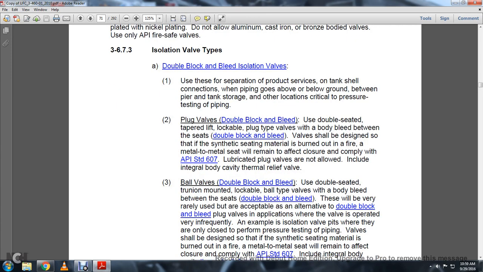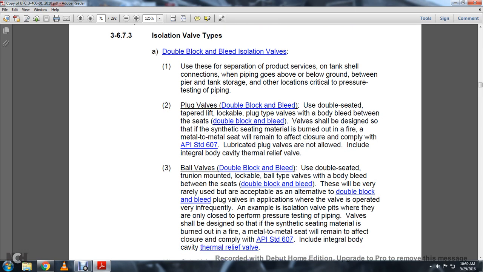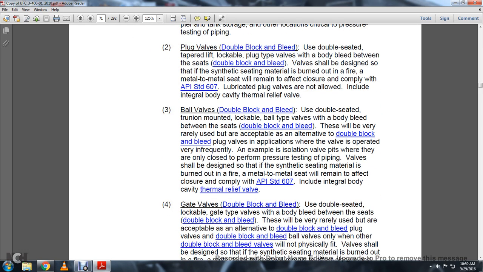2. Plug valves. Double block and bleed using double seated, tapered lift, lockable plug type valves. The body bleed is between the double block seats. Valves shall be designed so that the synthetic seating material is burned out in a fire. A metal to metal seat will remain in effective closure and comply with API Standard 607. Lubricated plug valves are not allowed. Include an integral body cavity thermal relief.